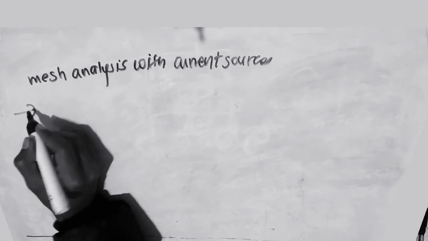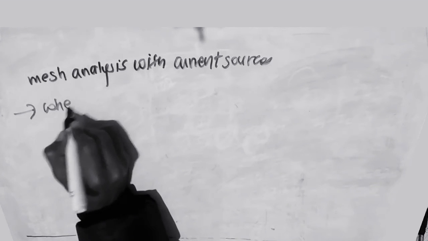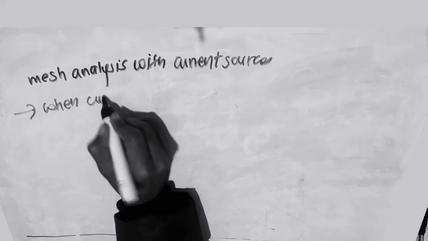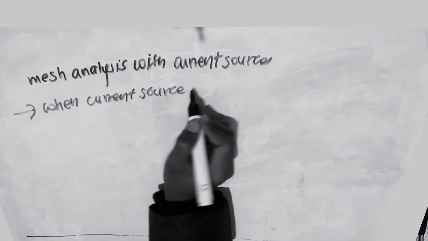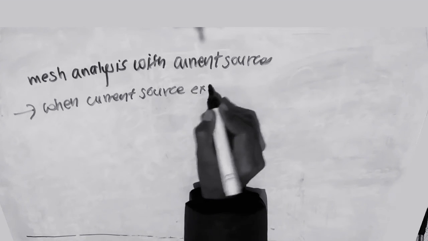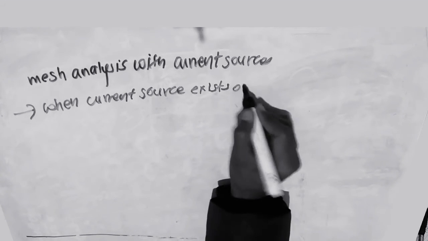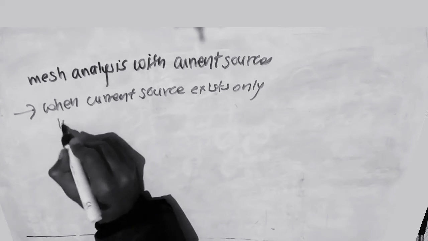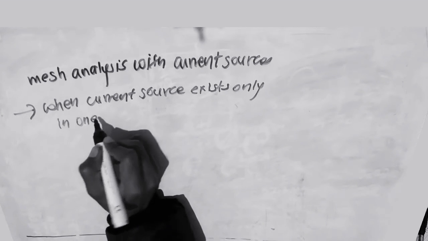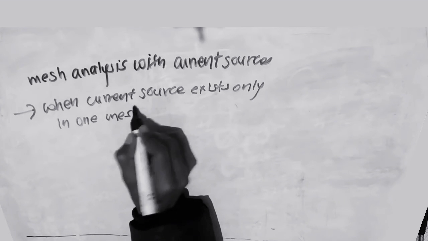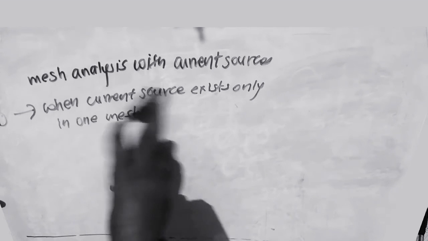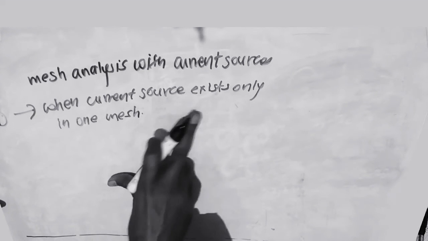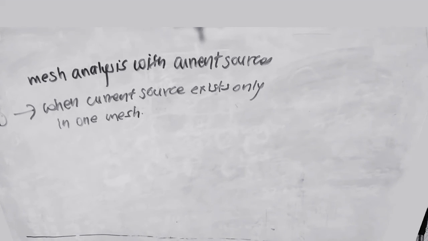In the first condition, we have when a current source exists only in one mesh. So the first condition in mesh analysis is when the current source exists only in one mesh. Let's take one circuit example and solve this.